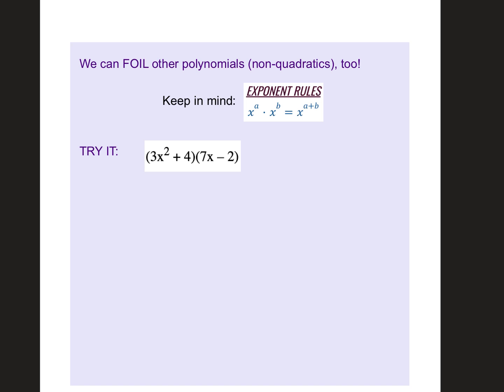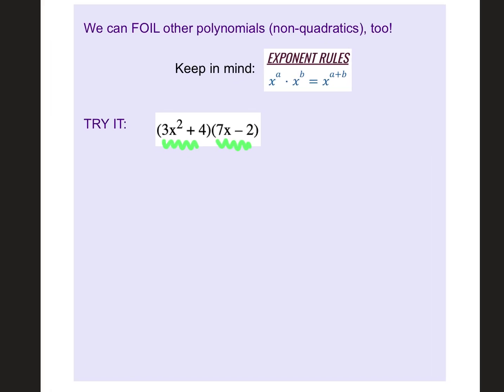We can FOIL other non-polynomials too. If I have two binomials, which means we have two terms in each parentheses getting multiplied together, I can use the FOIL method to organize my multiplication. When I do FOILing, I like to write it out as a list so that I remember the 4 parts of FOIL, starting with F, which stands for firsts. I'm multiplying the first element of each parentheses together, of each factor together.